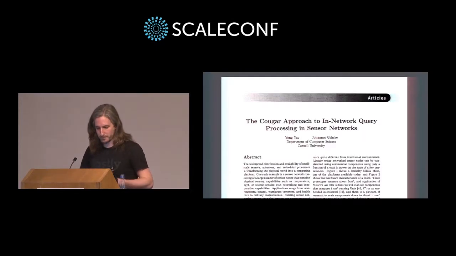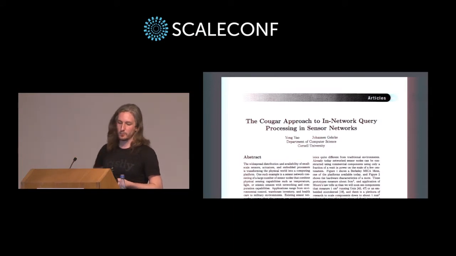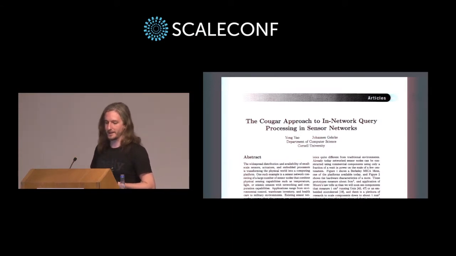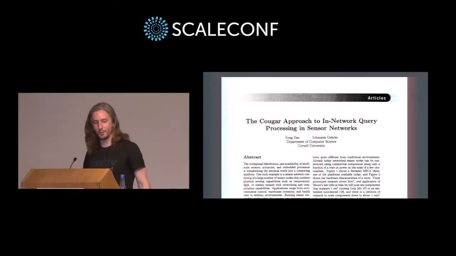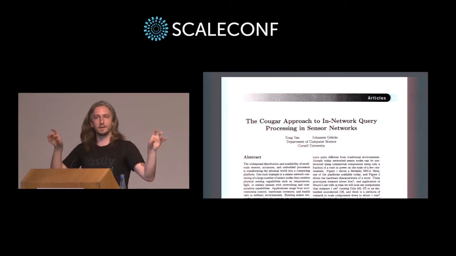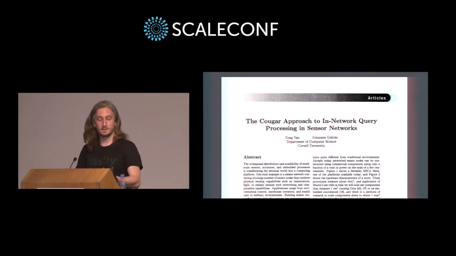So, 2001, this paper was published out of Cornell. It's the Cougar approach to in-network query processing. In-network processing means trying to do aggregates, trying to do query processing, and it's happening inside the network. Rather than having all these sensors and pulling all their data down to one node where you do the computations, instead all the sensors are communicating with each other and doing portions of that computation inside the network itself. So there might be interesting things here.